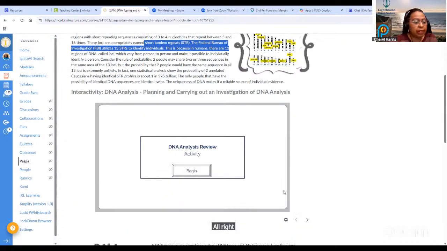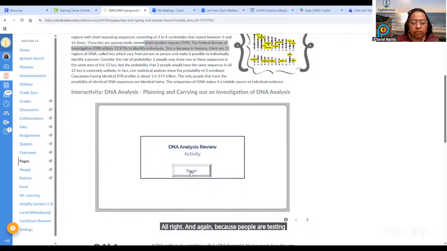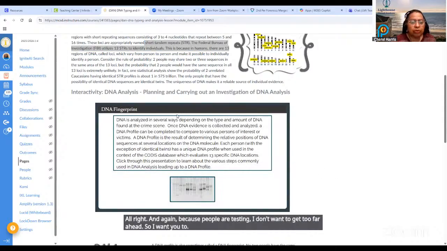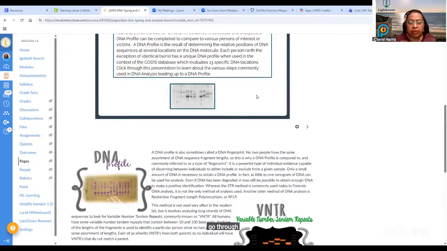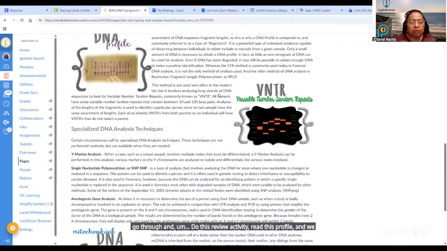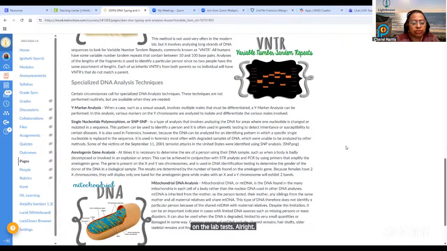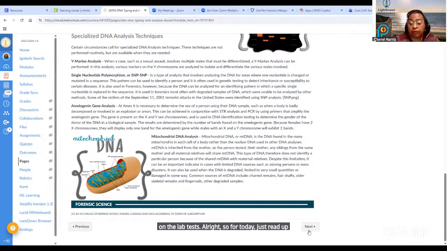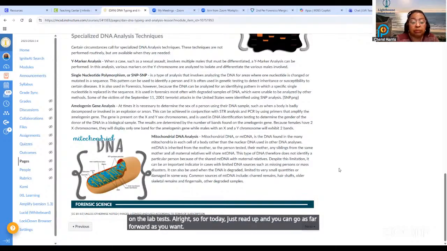All right. And again, because people are testing, I don't want to get too far ahead. So I want you to go through and do this review activity, read this profile, and then we're going to talk about electrophoresis next time and how they actually spread it out and read the DNA on the lab test. All right, so for today, just read up, and you can go as far forward as you want. But just do some reading.